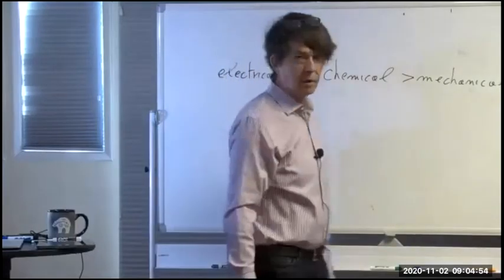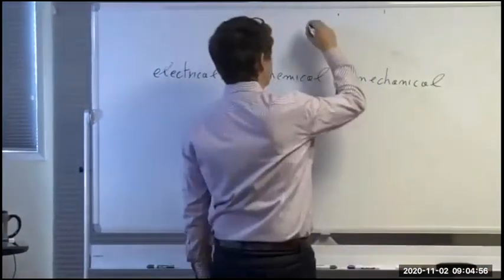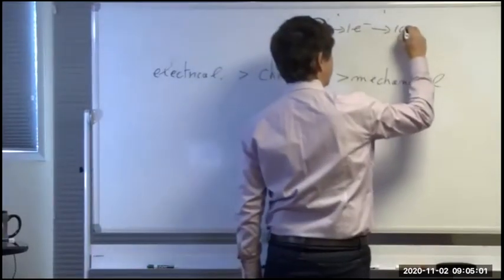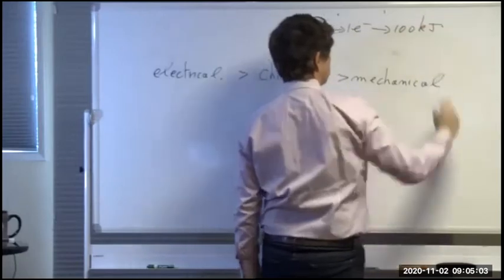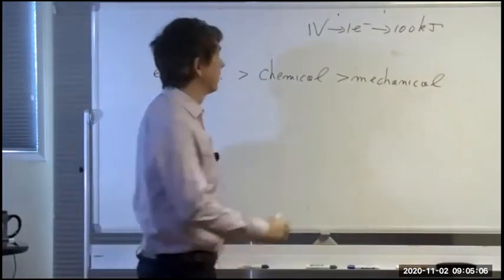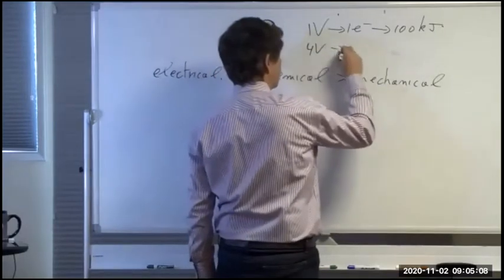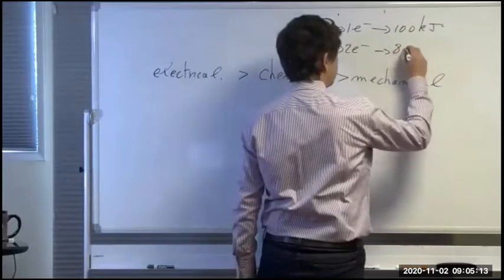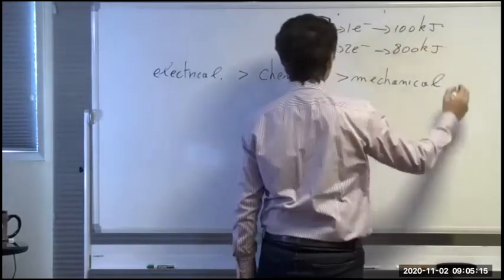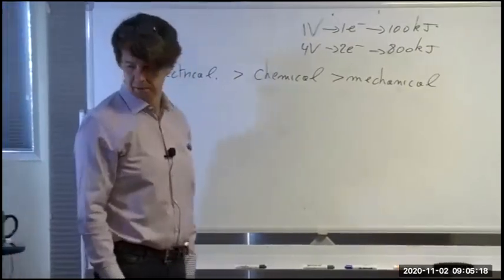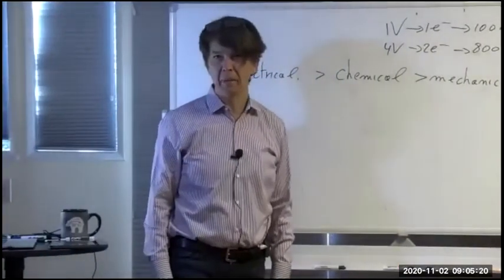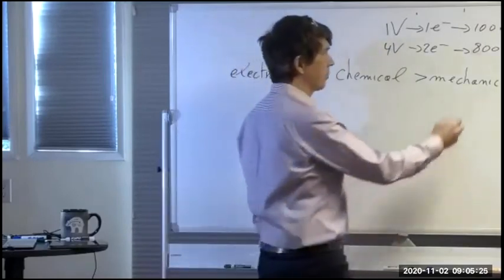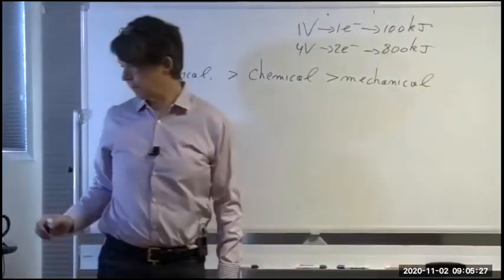With 1 volt, 1 electron, I get 100 kilojoules. I get the Faraday constant. With 4 volt, 2 electrons. So if I move something that's 2 electrons, I get 800 kilojoules. I almost get a megajoule. And hey, 4 volt, I can do that with a few alkaline batteries, right? So with a few alkaline batteries, I can set up almost a megajoule of energy difference.